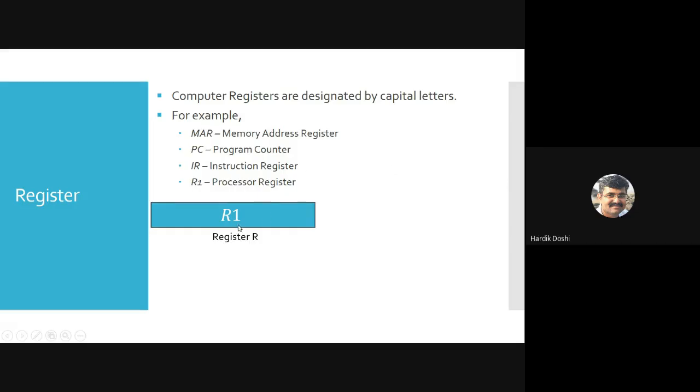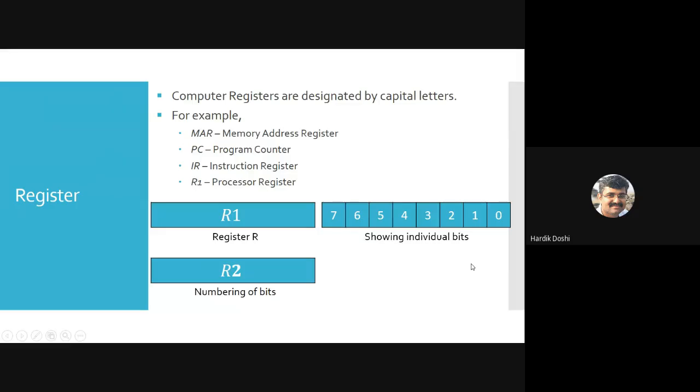So this is my register R1. In the same way, I am showing the individual bits of the register. See, 0th bit. Always remember the bit counting starts with 0. 0th bit, 1st bit, 2nd bit, 3rd bit, 4th bit, 5th bit, 6th bit, 7th bit. But total 8 bits.